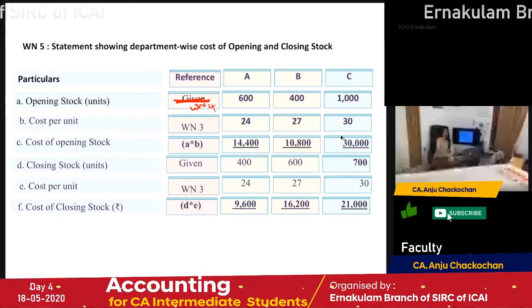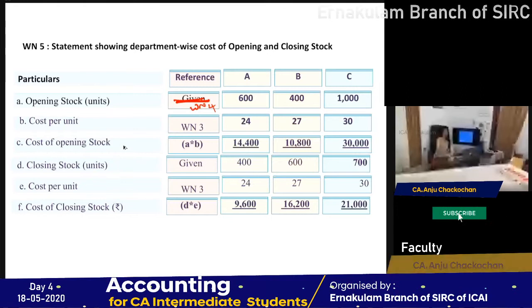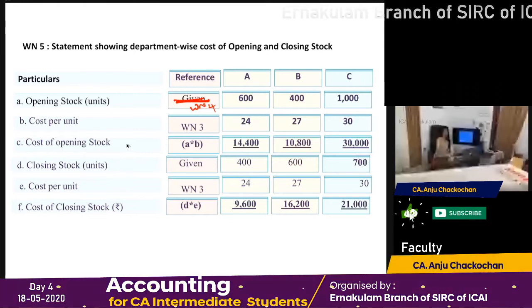Once you're done. Okay, 9,600, 16,200, 21,000. Yes, Shruti, good. Yes, Varun. Check for the figures as well. Okay, the final answer figures.